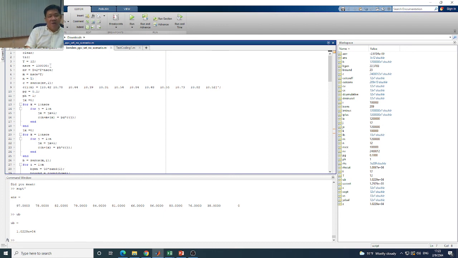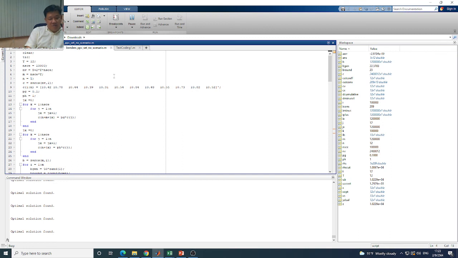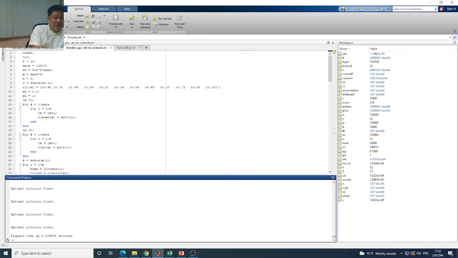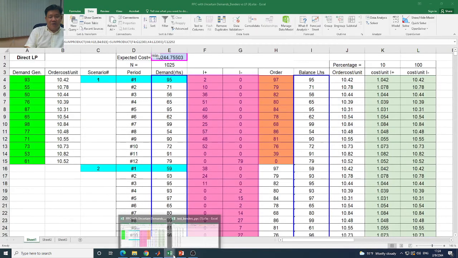We might try for 10,000. We run it again for 10,000. It's going to be very quick. Oh, we forgot to monitor the iterations. Only 6 seconds. We check the upper bound again. This one is 1.0225, pretty similar, close to this value.